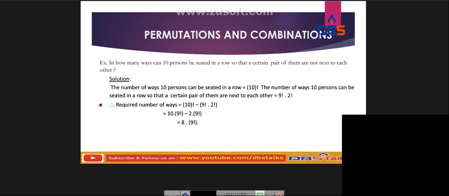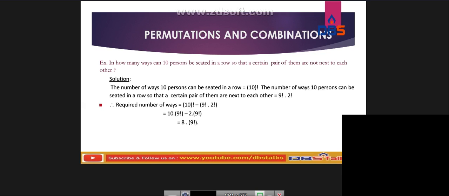In how many ways can 10 persons be seated in a row so that a certain pair of them are not next to each other? That is, a certain pair of them are not next to each other.